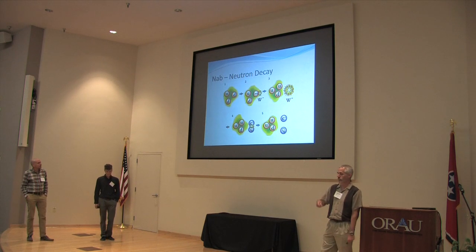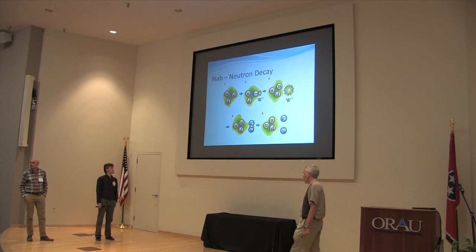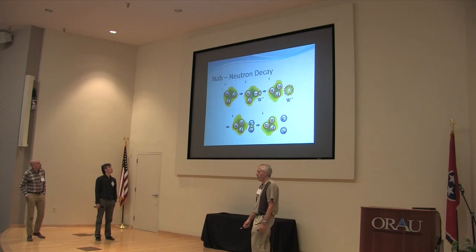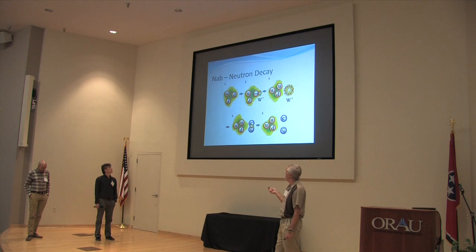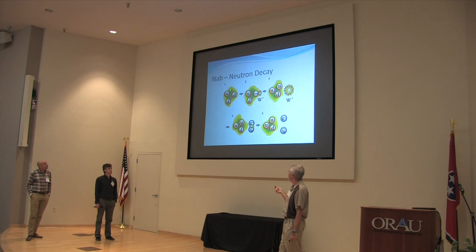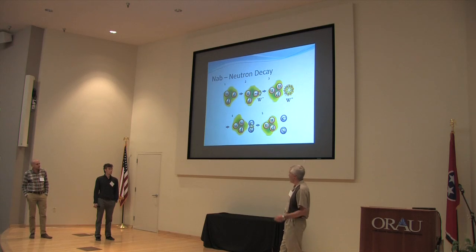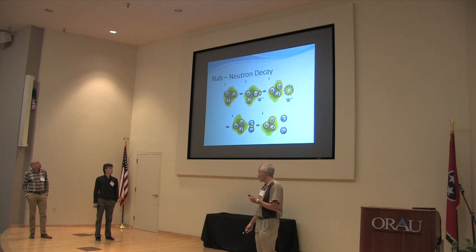The next one that will be coming up a couple of years from now is the NAB experiment, which is looking at neutron decay. What happens in neutron decay, as Jonathan mentioned, is that the neutron is made up of two down quarks and an up quark. One of those down quarks will decay into an up quark and give off what's called a W boson. That W boson does not live very long. It decays into an electron and an electron antineutrino. And that's the reaction that can be studied.